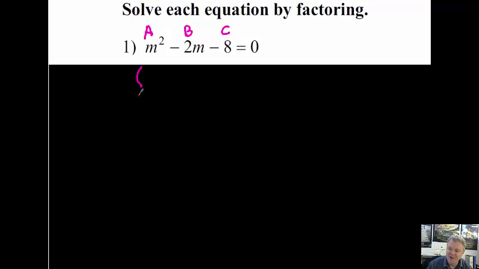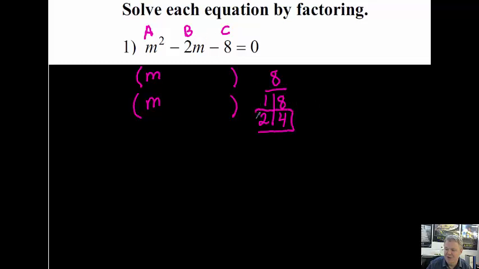So the way I like to think about it is let's break this apart. What are the factors of A? What are the factors of 1? The only thing this could be would be 1 times 1, or m times m. And then we want to say, what are the possible factors of C? Possible factors: 1 times 8 or 2 times 4. These factors have to multiply to C, but somehow combine to make B. So the only way out of these factors that you can make a -2 would be to use 2 and 4. So I could use 4 and 2.